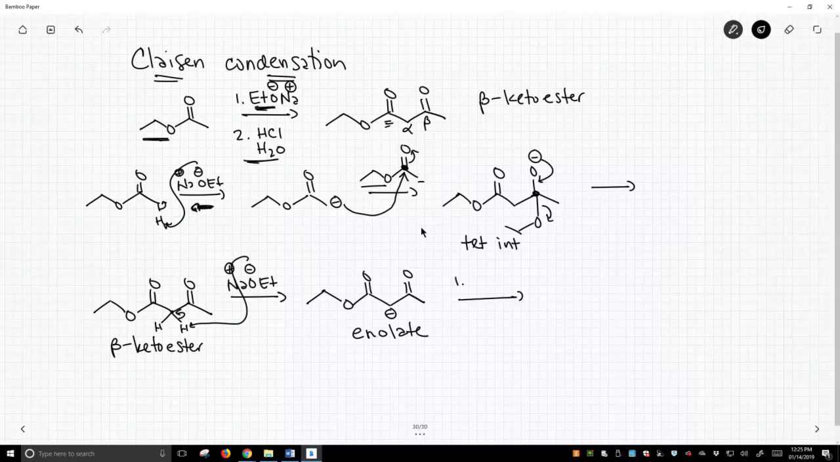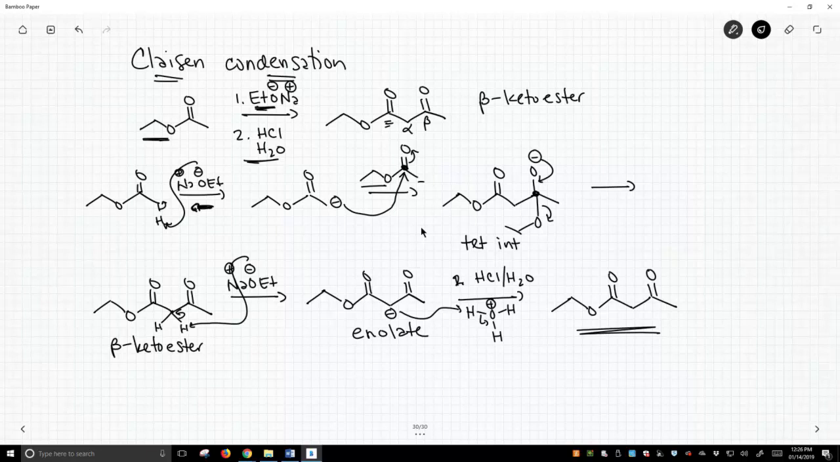And our second step is something like HCl and water. Is typically very dilute. Got just enough acid to make a little H3O+ and to protonate our deprotonated product. And that gets us back to a neutral compound. And this is our beta-ketoester formed through the Claisen condensation.